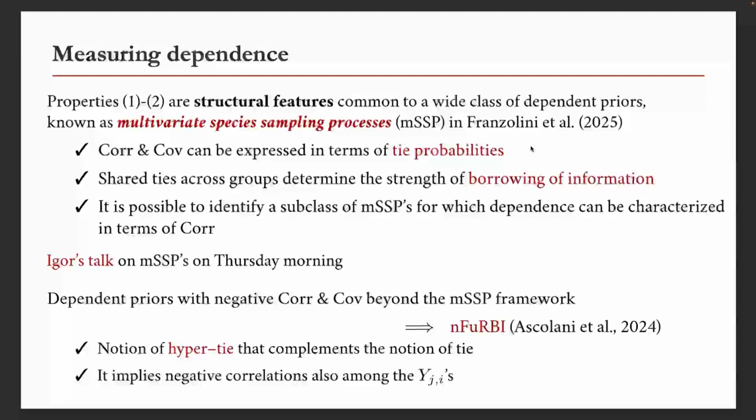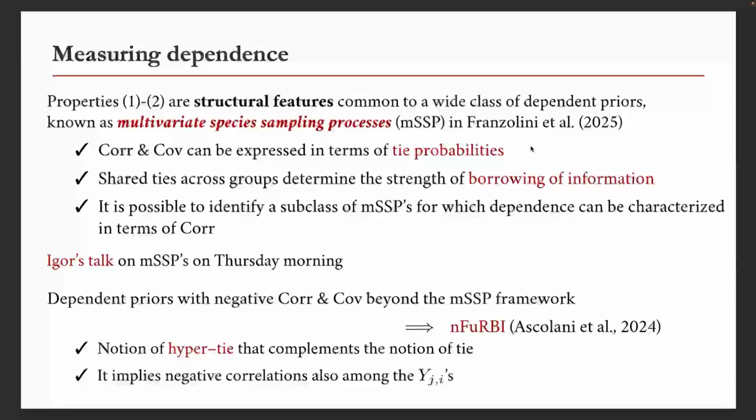And it is possible to identify a subclass of multivariate species sampling processes for which dependence can be characterized in the way I have described before, so in terms of the correlation. And Igor will give an extensive presentation of these results on Thursday morning.